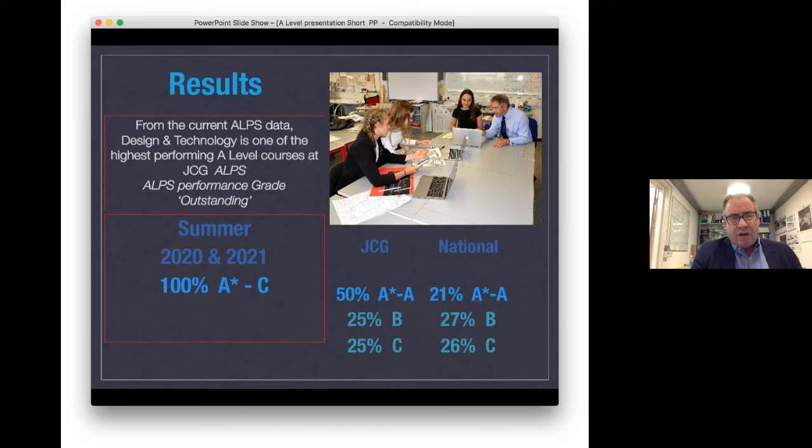Mostly over the years we've got 100% A star to B. This year we got 100% A star to C, and the two C students were very pleased with their achievement. You can see our results against the national, and it's well proportioned towards A star to A. Everybody tends to go away happy. They all tend to get on the courses that they are applying for.